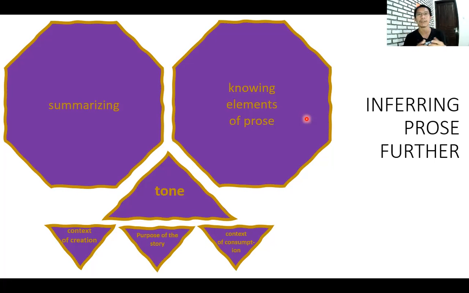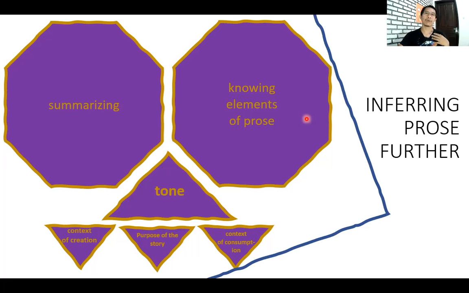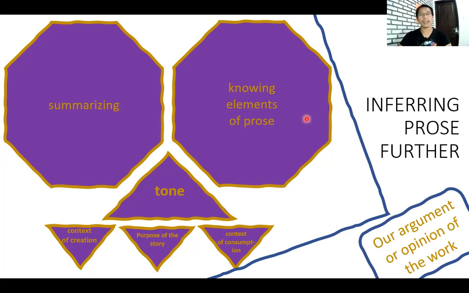We're talking here about the purpose of the short story. Again, not the purpose of the writer. We don't really actually know what the writer's intention was when he wrote the work. But we know the purpose of the story by knowing these elements and inferring the theme. Okay. And with a combination of all this, we can make up our argument about the work. And it is also our opinion about the work. That's what I want you to be able to do at the end of this unit.